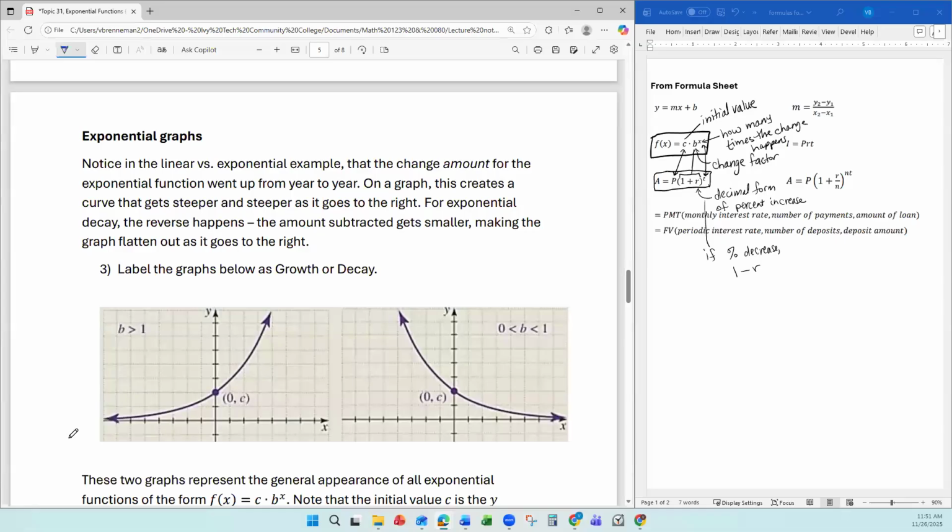Quickly looking at exponential graphs. The one that's going up to the right that has b greater than 1 is growth. And notice it starts out slow, it gets steeper and steeper as it goes. For the b less than 1, also it's always positive, but b between 0 and 1, we have that graph going down as you move left to right. This would be decay. And you see it starts out steeply and then flattens out. So that's how exponential growth and decay behave as far as that changing steepness.